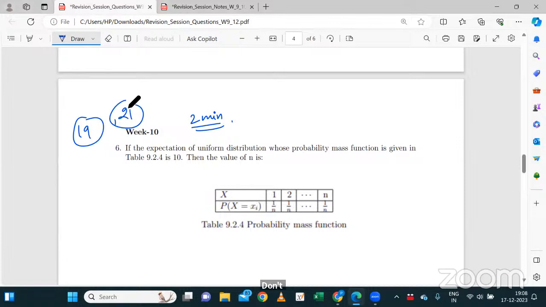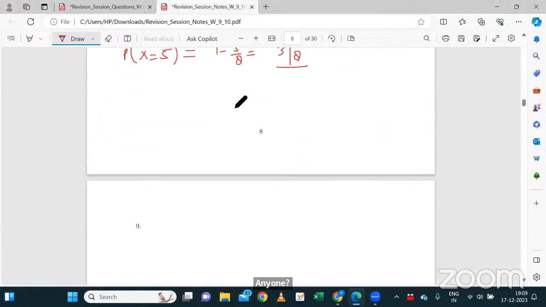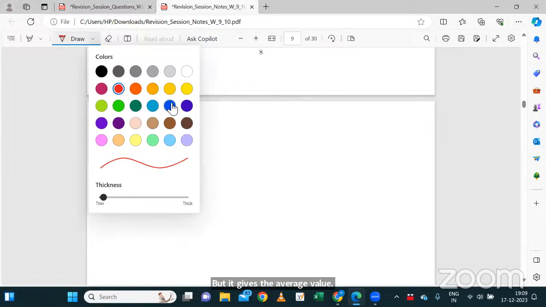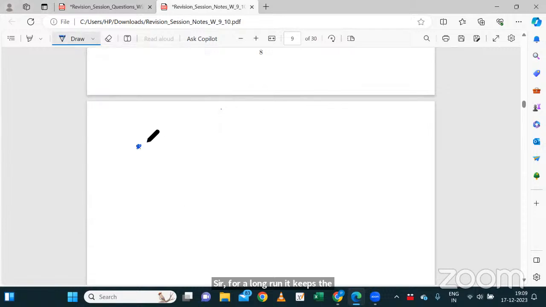Okay, before that, can you tell me what is the expectation? What's the need of that? Anyone? So it gives the average value. Okay, fine. Sir, for a long run, it gives the average value. Long run average means what we can expect if I do an experiment a long number of times.